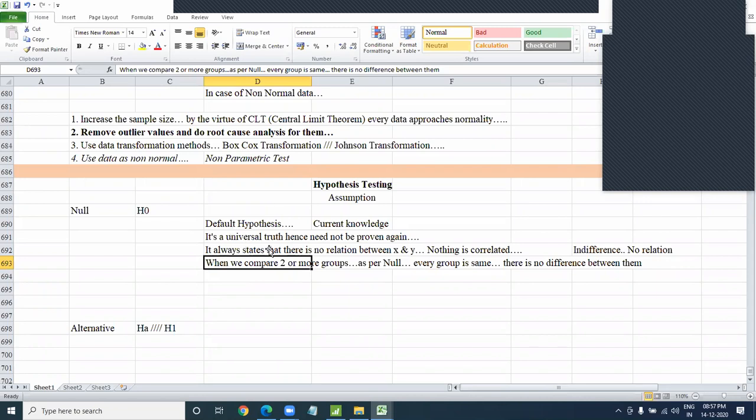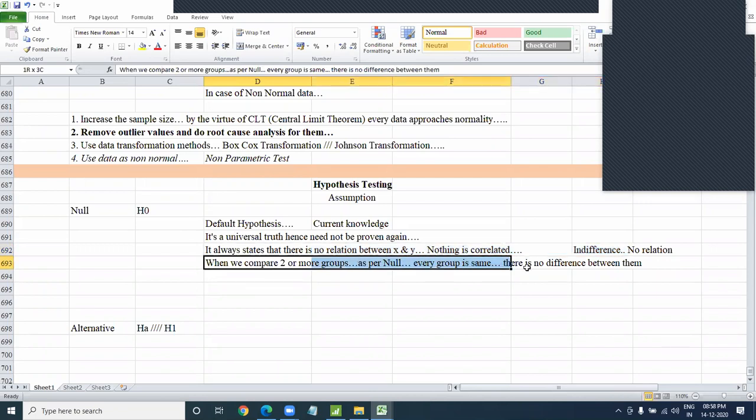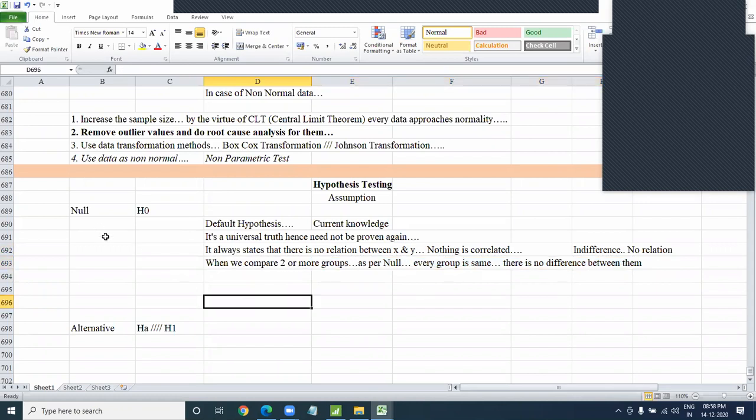So null will always talk about indifference. It will say no relation between X and Y. It'll say that for the groups that you're comparing, there is no difference between them. They're all the same. That's what null will always talk about. This is a default understanding. This is the default hypothesis, which is what we use with null.